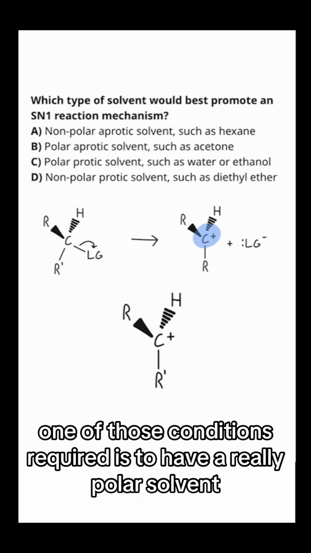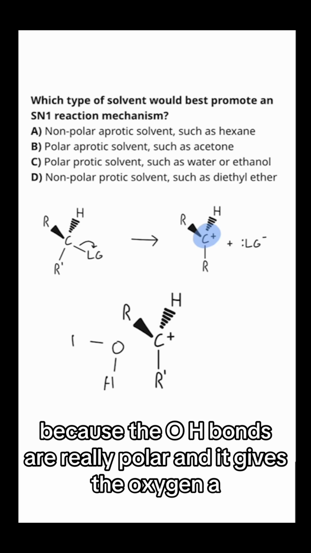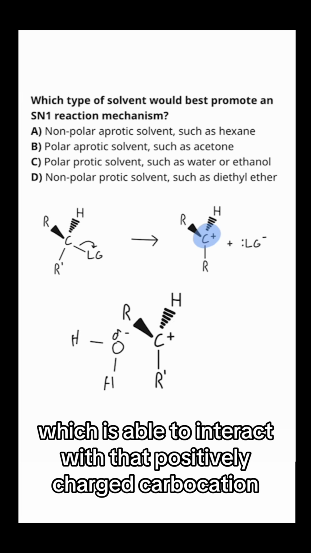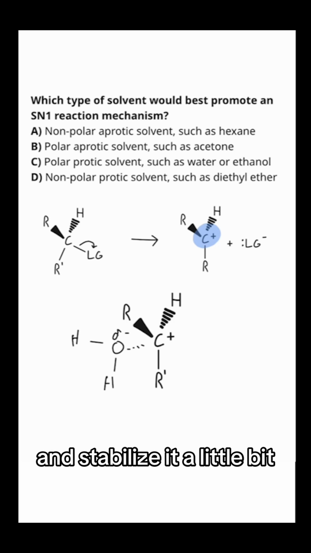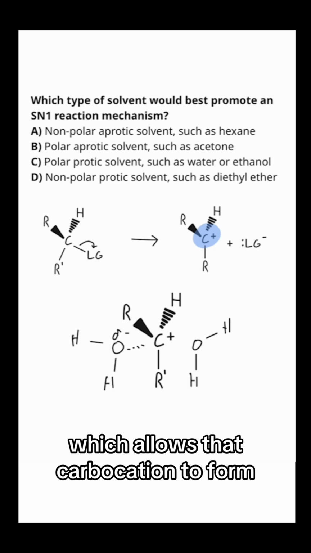One of those conditions required is to have a really polar solvent, like water, for example, because the OH bonds are really polar and it gives the oxygen a partial negative charge, which is able to interact with that positively charged carbocation and stabilize it a little bit. And this will happen with multiple molecules of water, which allows that carbocation to form.